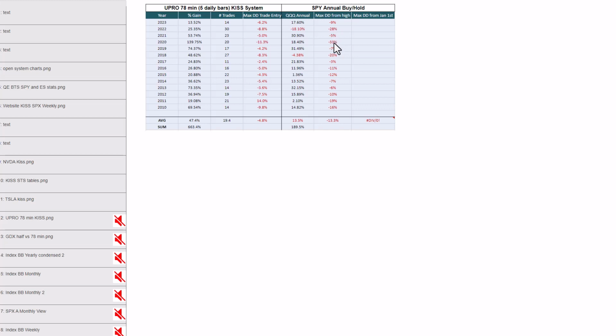Here's the 78-minute KISS trend system. And look at these crazy gains. 53% 2021, almost 140% 2020, 25% gain in 2022. Think about it. That's a long only versus the S&P lost 18%. 48.6% gain in 2018 versus a loss of 4.4% on buy and hold. Okay, so massive difference. You can see the number of trades per year on the 78-minute.